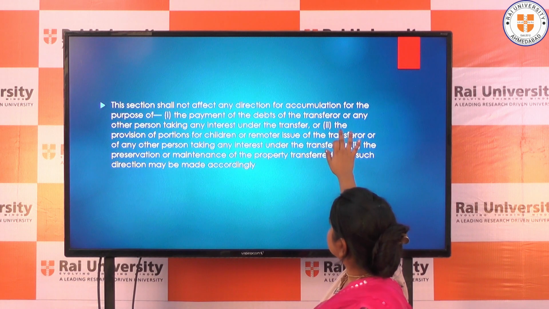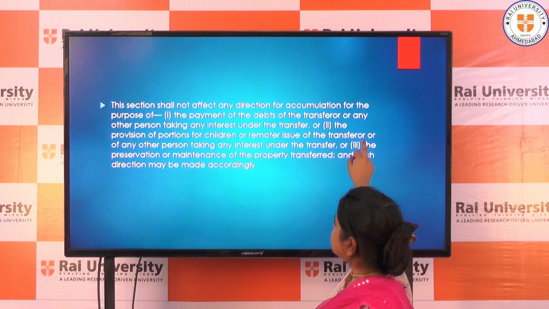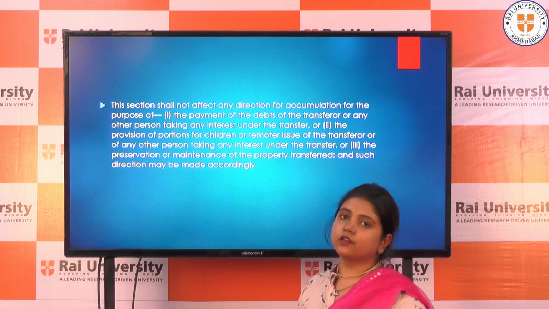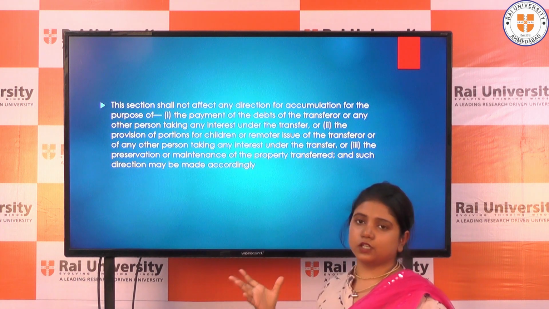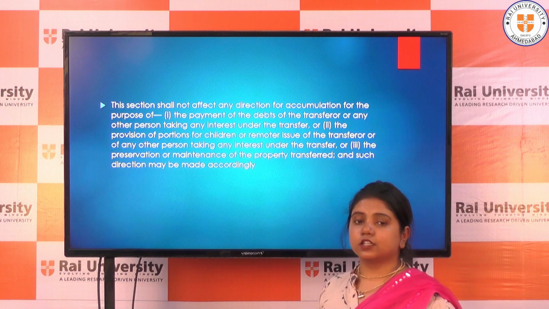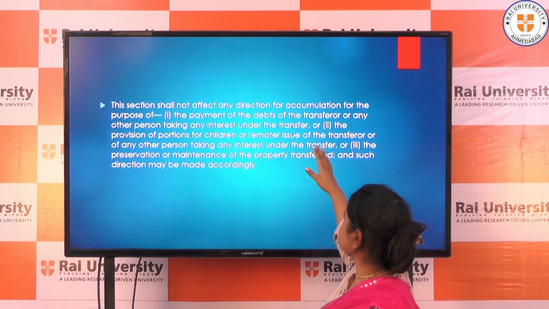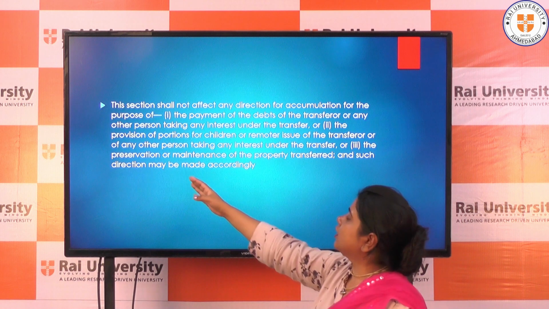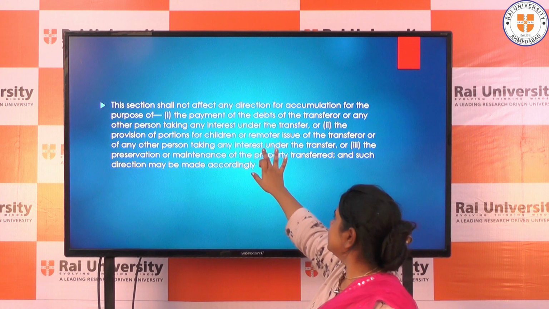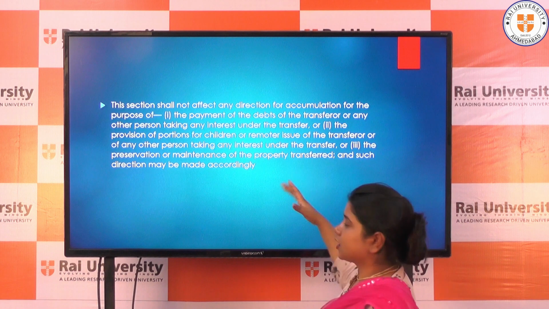The next, number 2, is the provision for the portions of children or remoter issue of the transferor or of any other person taking any interest under the transfer. So if the transfer and the condition of accumulation is for the benefit of children, for example, that my children will get maintenance from that property, or any other remote issue of the transferor or any other person taking interest in it, in that case as well, section 17 will not prevail. These are the exceptions.